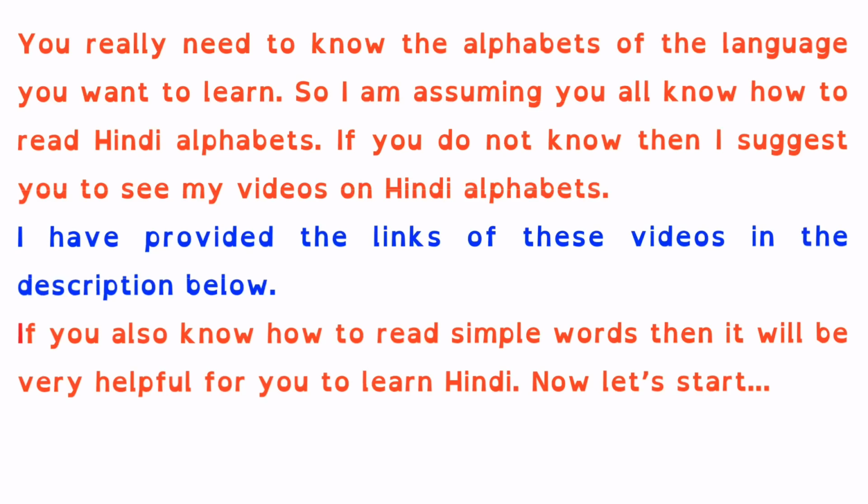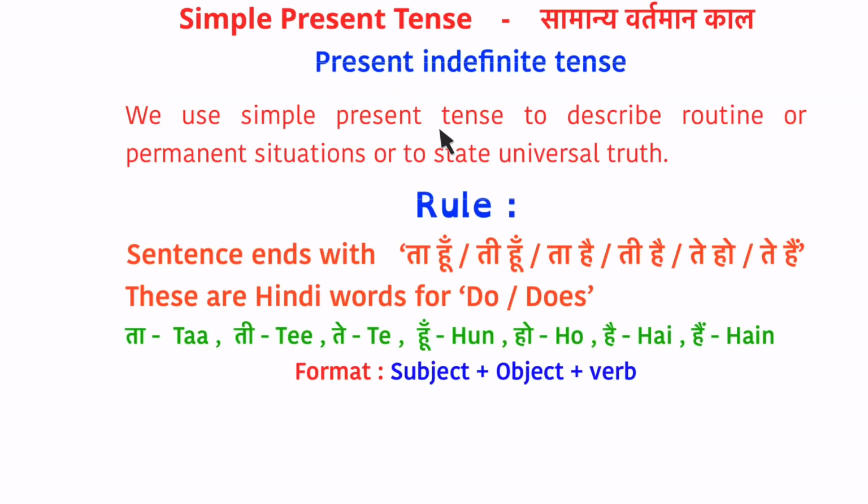Now let's start. We use simple present tense to describe routine या फिर कोई permanent situation या फिर कोई universal truth. जैसे नदी बहती है, river flows is a truth. Now what are the rules for a sentence to be in सामान्य वर्तमान काल? Sentence ends with either of these words. These are Hindi words for do and does.